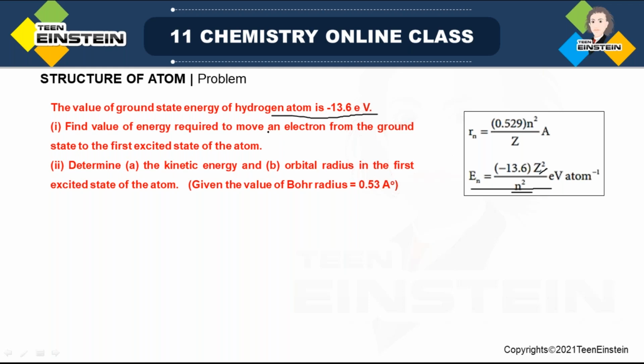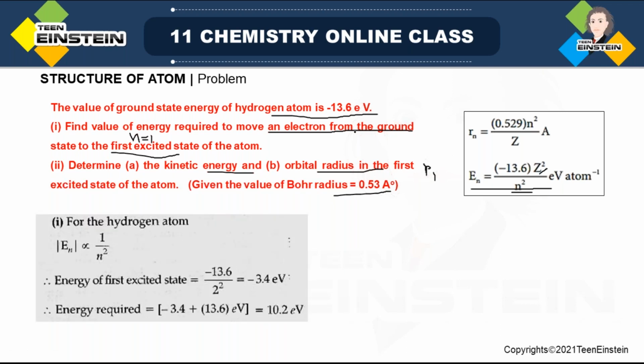Find the value of energy required to move an electron from the ground state to the first excited state. That means now n will be equal to 2. Second question, determine the kinetic energy and also the orbital radius in the first excited state. That is the orbital radius for r1. Bohr radius is given as 0.53 angstrom.